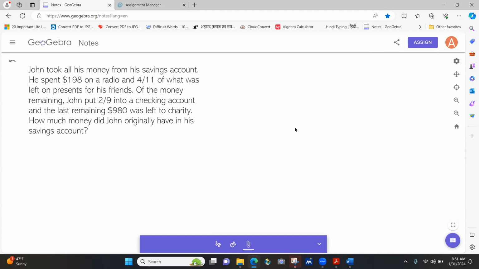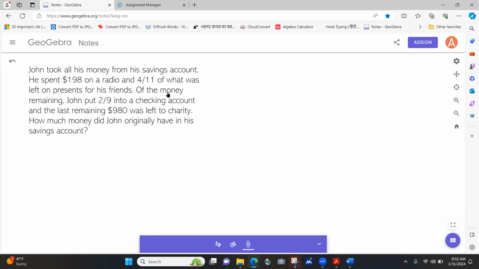John took all his money from his savings account. He spent 198 on a radio and 4/11ths of what was left on presents for his friends. Of the remaining money, he put 2/9 into a checking account. There's a lot going on. Look, guys, I have two fractions here, 2/9 and 4/11ths. The denominators are 9 and 11.